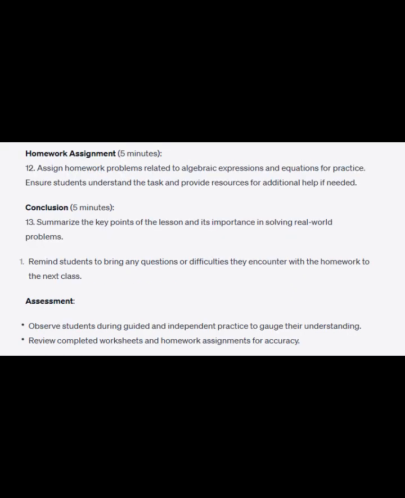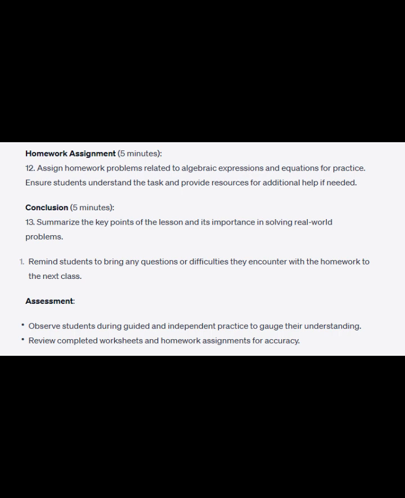Homework assignment: 5 minutes. 12. Assign homework problems related to algebraic expressions and equations for practice. Ensure students understand the task and provide resources for additional help if needed.